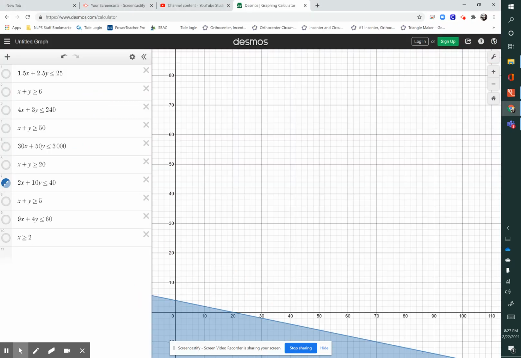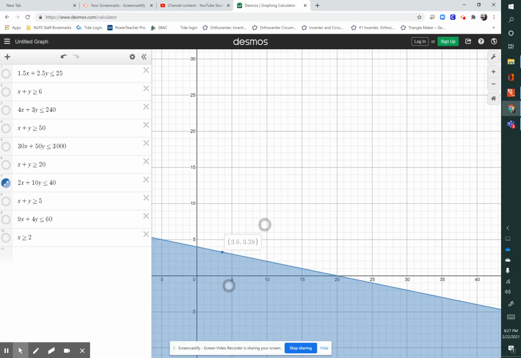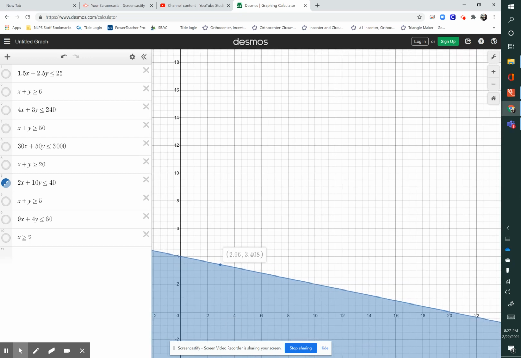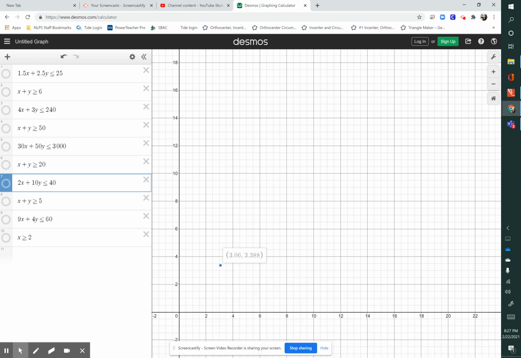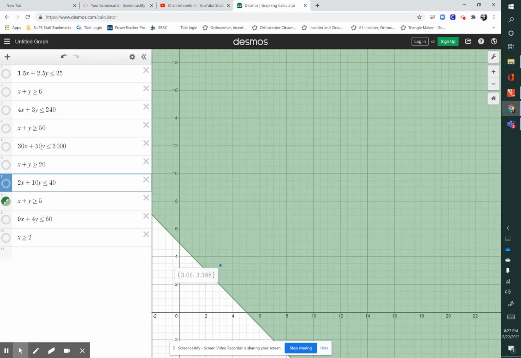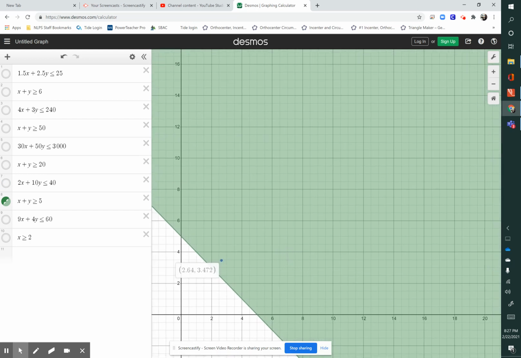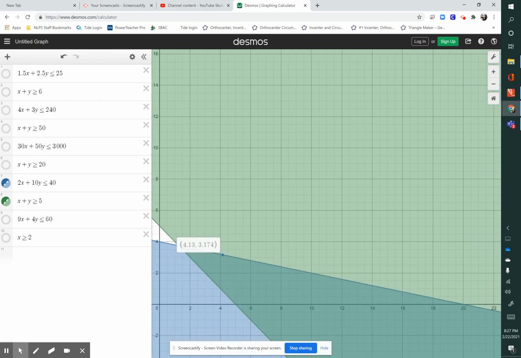So here's our 2x plus 10y is less than or equal to 40. Again, remember, we're only interested in the first quadrant where x and y are both positive. And let's turn that off. We'll look at the second inequality. There's our x plus y is greater than or equal to 5, shading above the line. When we put them together, we have this triangular area that indicates Mary's profit.